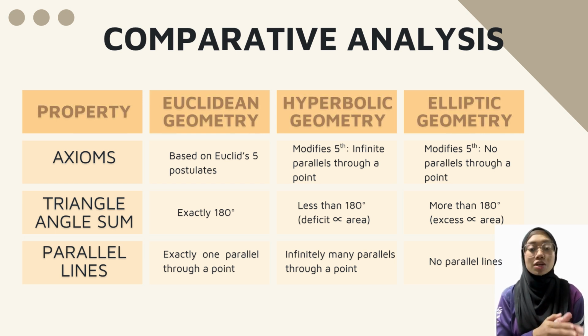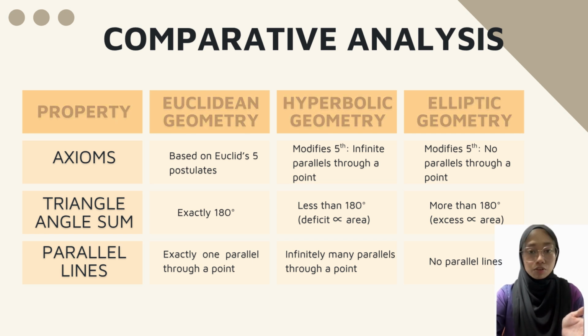Hyperbolic triangles have a sum less than 180 degrees, while elliptic triangles exceed 180 degrees. This angle variation is directly related to the curvature of the space. So the third property is parallel lines. On a flat Euclidean plane, there is only one line parallel to a given line through a point. Hyperbolic space allows infinitely many, while elliptic geometry, being curved like a sphere, has no parallel lines.